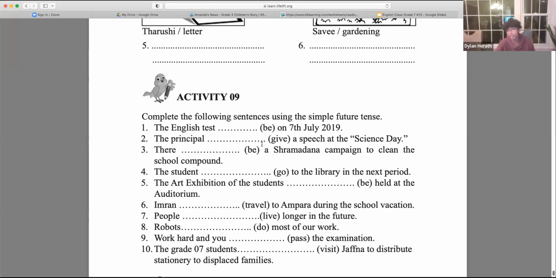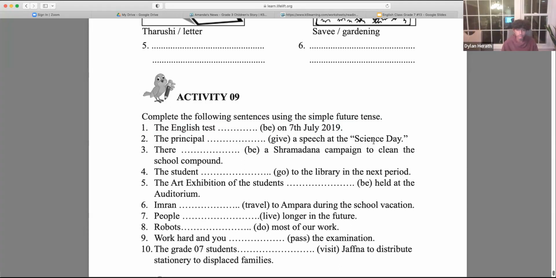So the reason we use will: the English test will be on 7th July 2019. The principal will give a speech at the science day. So why wouldn't we use would? The principal would give a speech at the science day. Because saying would is more present tense. So the reason we use will is because we are looking for future tense. So don't worry about the simple, worry about future tense. We add will just because it's future tense. That's why.